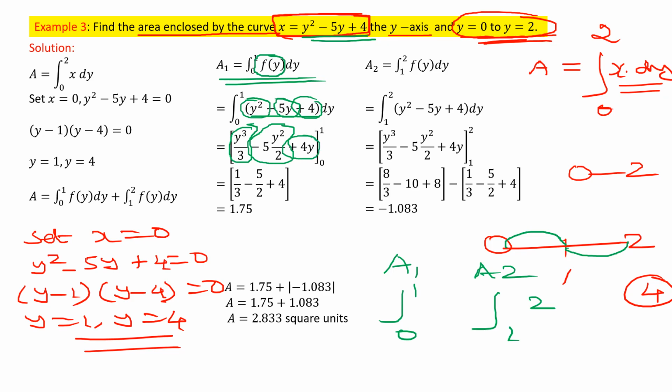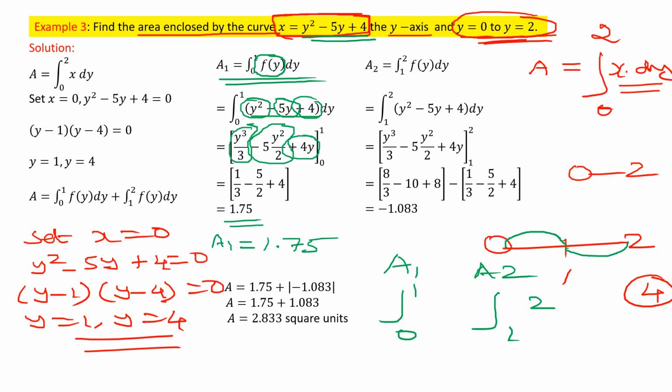Then we have to substitute upper limit 1, lower limit 0. If I put lower limit 0, everything gets 0. If I put upper limit 1, we will get 1 by 3 minus 5 by 2 plus 4. By simplifying this, I will get A1. The first region of the integration will be 1.75. Let us move to the second region, A2.